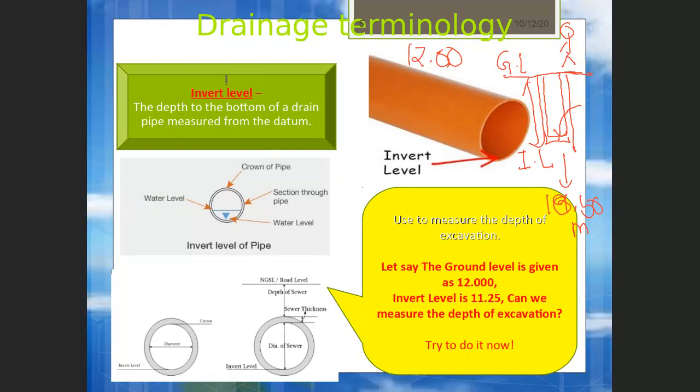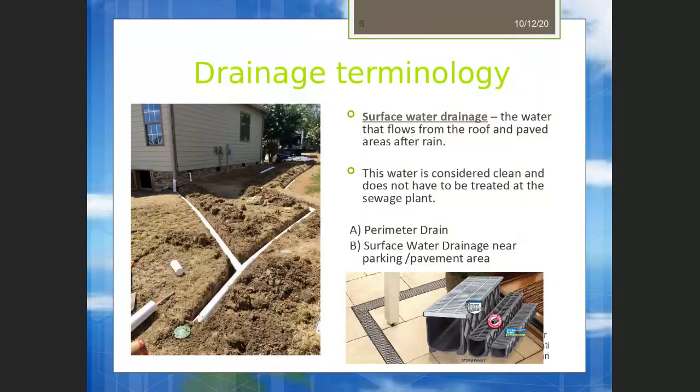Okay, so this is what you have to write down in the description later. That is what you need to consider in order to write the description later: the invert level and the ground level. This invert level and ground level are required to be written in the category. This one we will go through later.